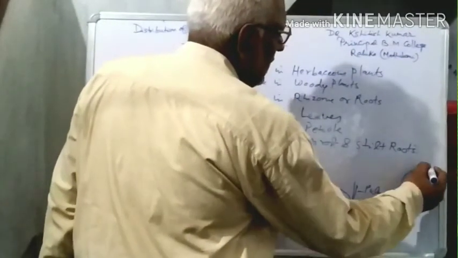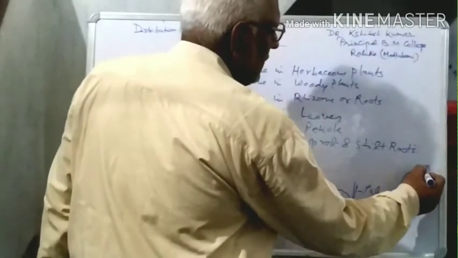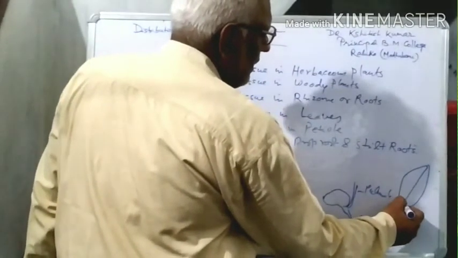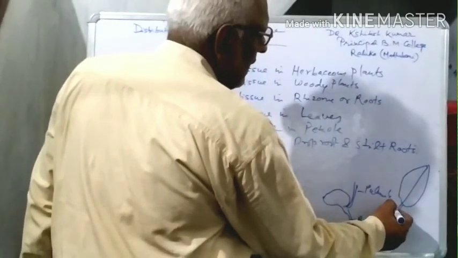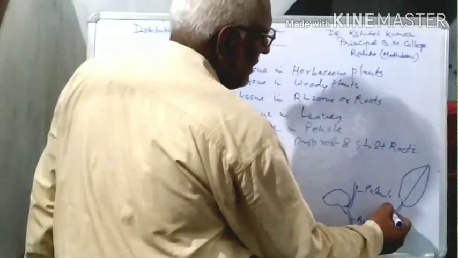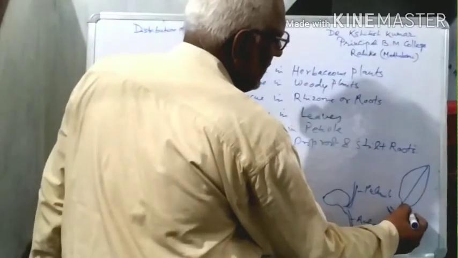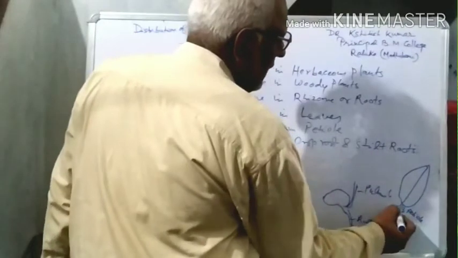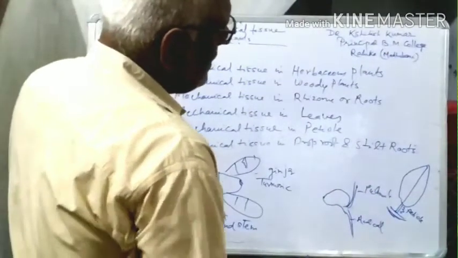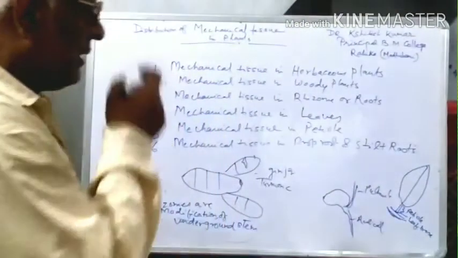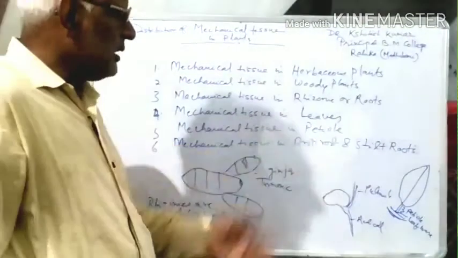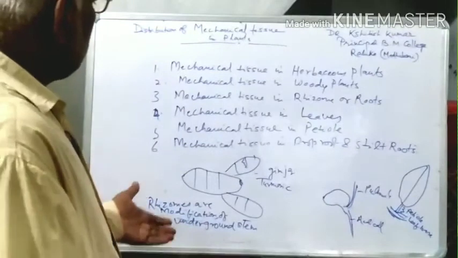Petiole is, when we see the leaf here, that portion of the leaf from which it joins to the branch, and this portion is known as the petiole, and where it joins to the branch, that portion of leaf is the leaf base. So the next is the prop root and the stilt root.